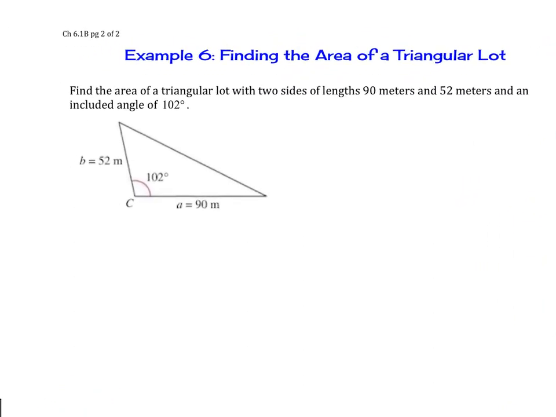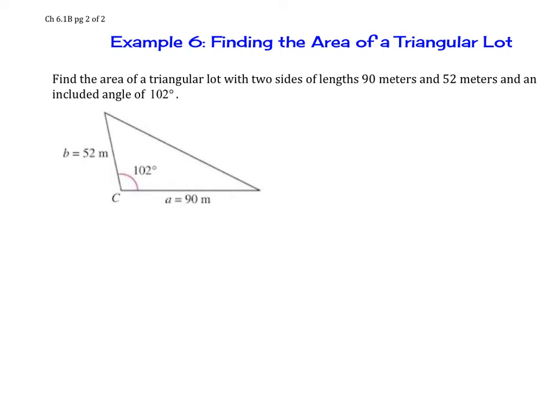We're working with oblique triangles though, so find the area of a triangular lot. Find the area of a triangular lot with two sides of lengths 90 meters and 52 meters and an included angle of 102 degrees. So this is side angle side, SAS. So side with an included angle and the side. So we're trying to find the area. So remember the area, and we're going to use 1/2, and we're given A and B. So A times B times sine of C. So we just plug it in. 1/2 of 90 times 52 times sine of 102 degrees. So you plug it into the calculator.